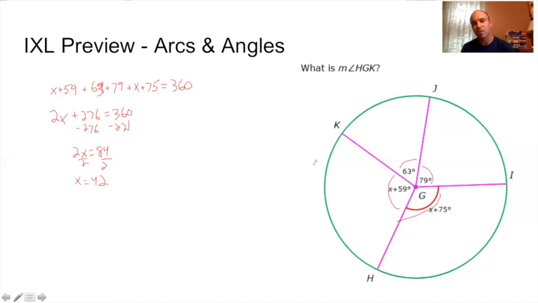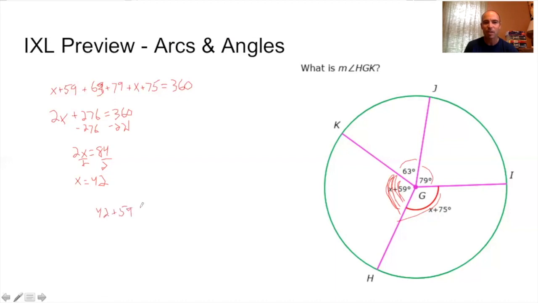They're not asking you what x is. They're asking you angle HGK. H, where are we? HGK. Okay, there we go. That's the angle they're looking for. So I'm going to take that 42 and I'm going to add it to 59.